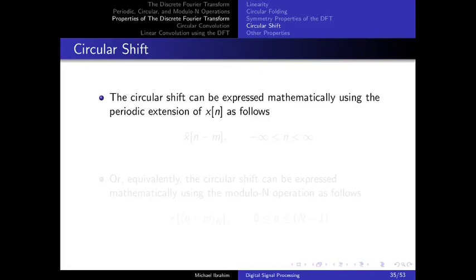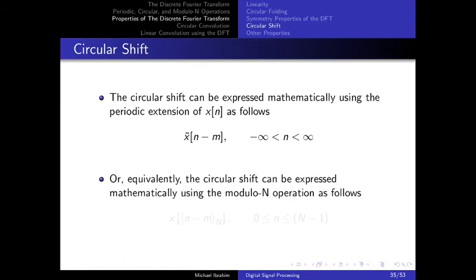So the circular shift can be expressed mathematically using the modulo operation as follows. It's x tilde of n minus m, or x of n minus m modulo n. So the key point here, before performing any property, you have to take into account the periodicity we have, x tilde of n, or the modulo operation, or drawing them on a circle. So if you want to do mirroring, the circular folding, instead of having x of minus n, we should have x of minus n modulo n. If you want to do a shift, it's not x of n minus m. No, this is wrong. The correct expression is x of n minus m inside the modulo operation, n minus m modulo n.